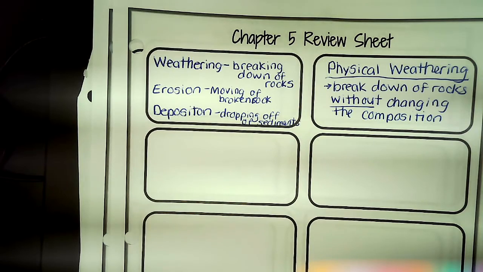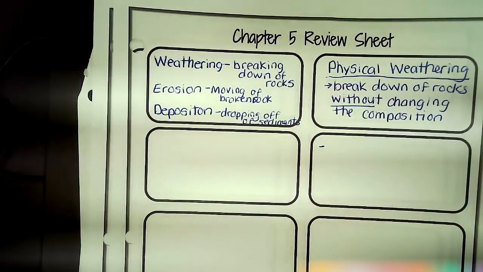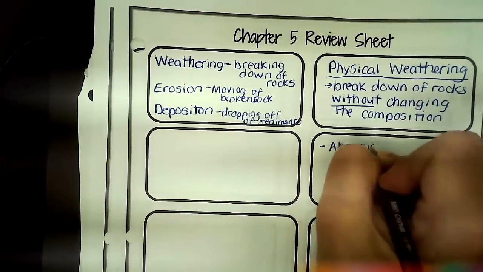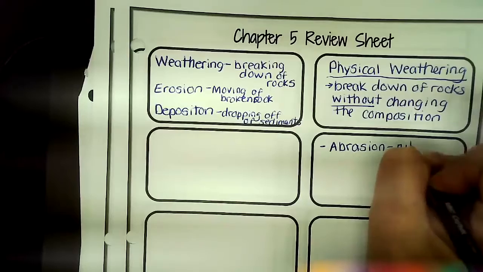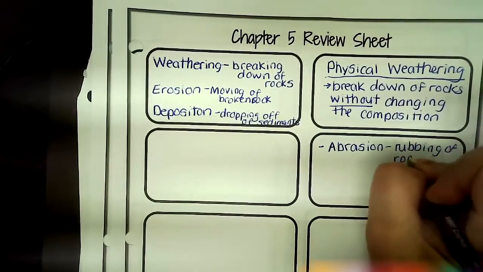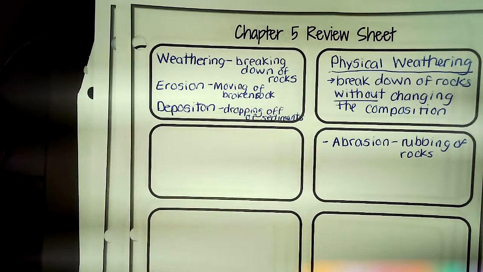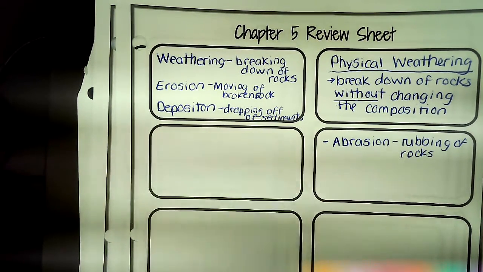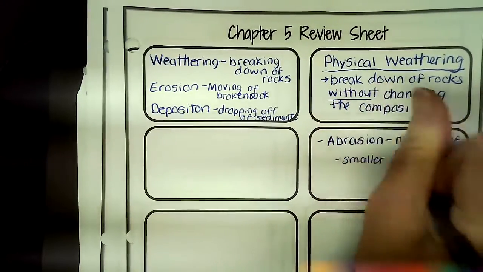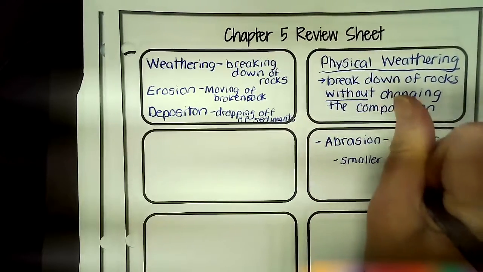Now, my next thing was going to be to list the different types. Nate already started, so I'm just going to go down this section for right now and get as many as I can here. Abrasion, Nate said it's the rubbing of rocks. Hang on, we're not there. What's a signature look for rocks that have been abraded? Smaller, smoother, rounder.